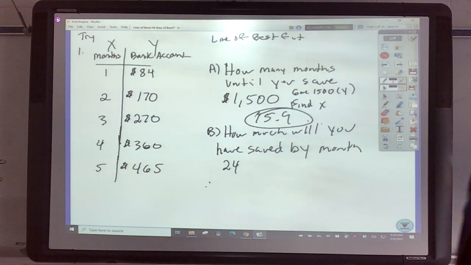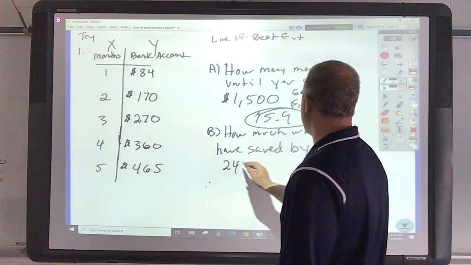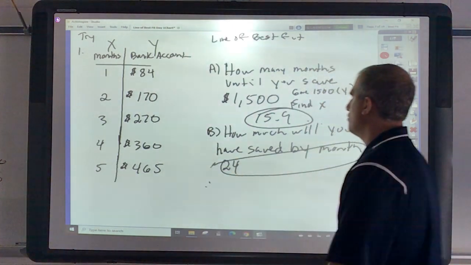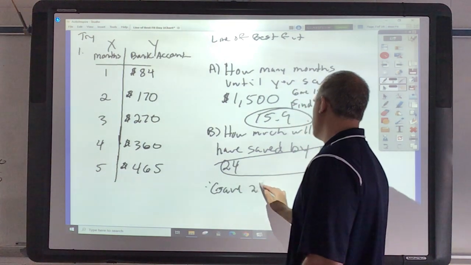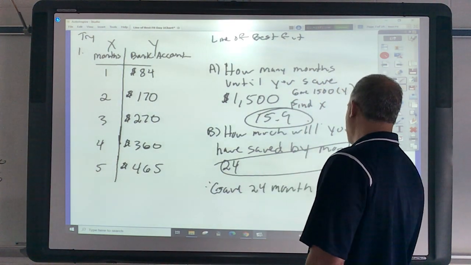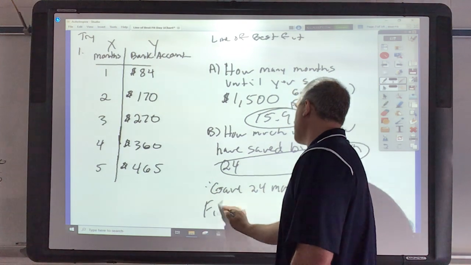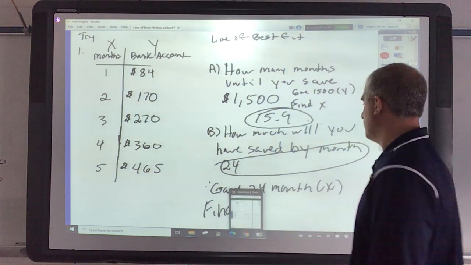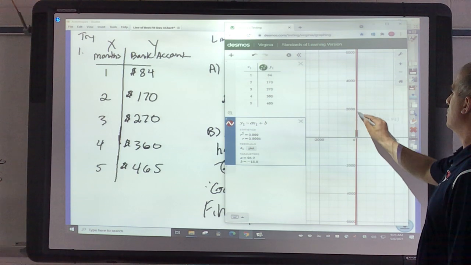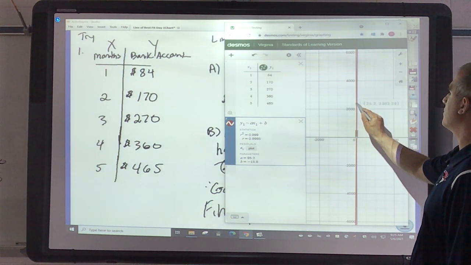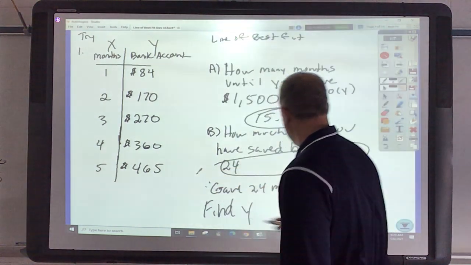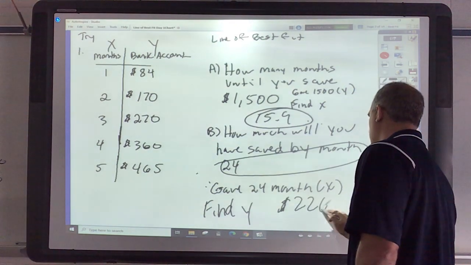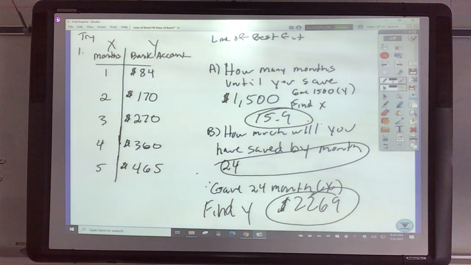How much will you save by month 24? So they gave me month 24. Well, what does that mean? They gave 24 for the month, and that is your x. That means if I gave x, I gotta find y. So I want to scroll until I get to 24 for x. All right, that's 2269. That's how much money you would have there. Okay?